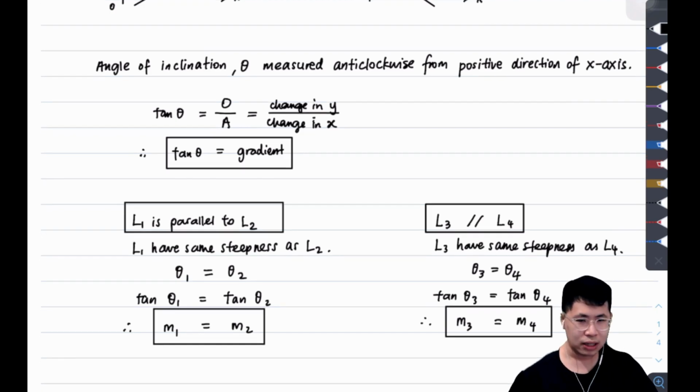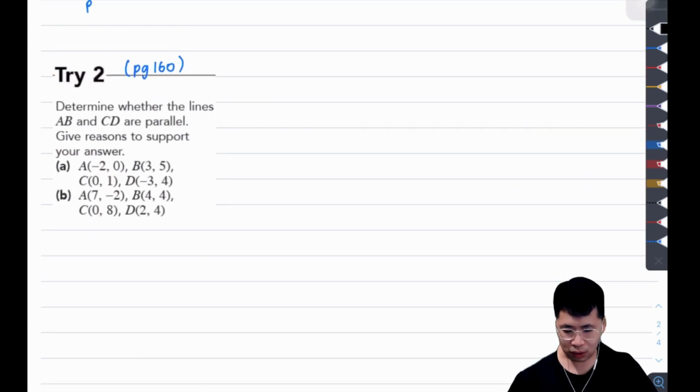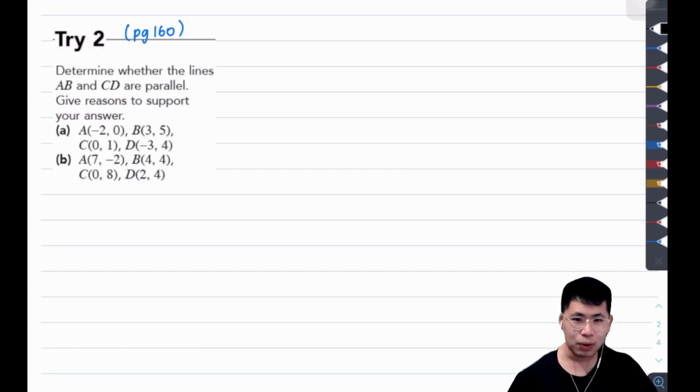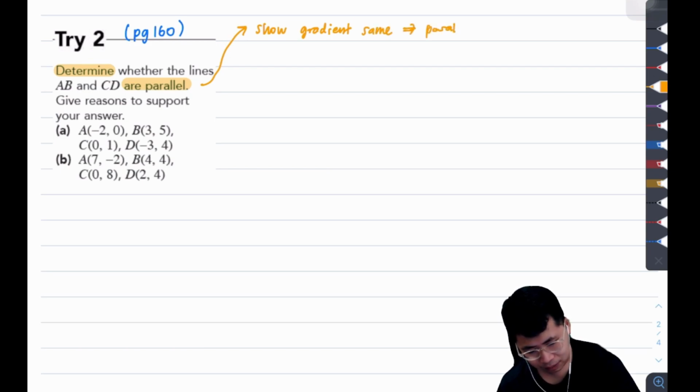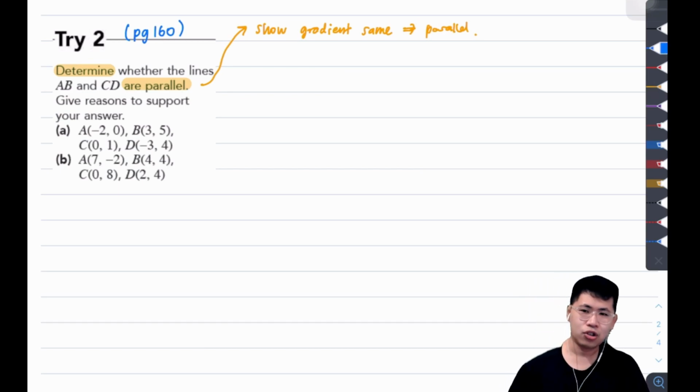So without further ado, let's look at Try 2 on page 160. Over here we want to determine whether the lines AB and CD are parallel. Give reasons to support your answer. Whenever we determine whether they are parallel or not, we need to use our results from just now. So what we need to do is to show that the gradients are the same. Show that the gradients are the same, then we can say that they are parallel. Okay, so this would be the logic of our argument.